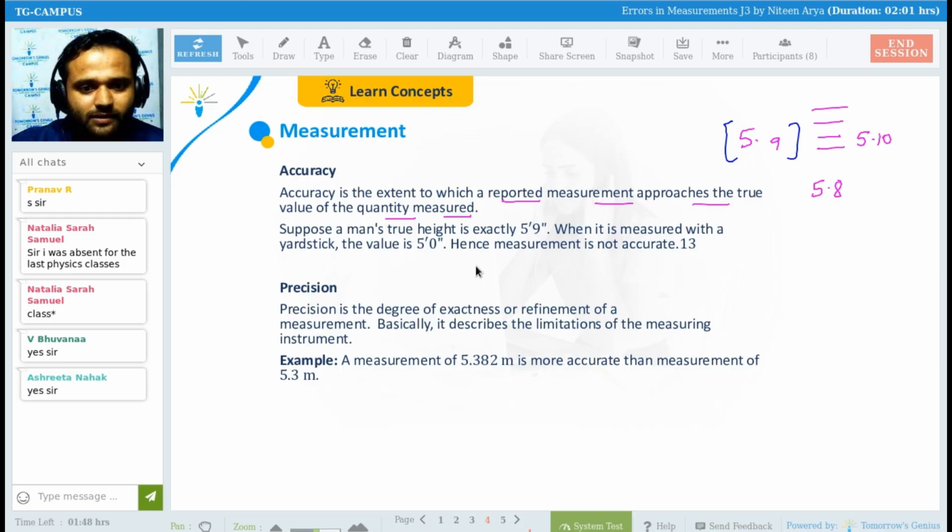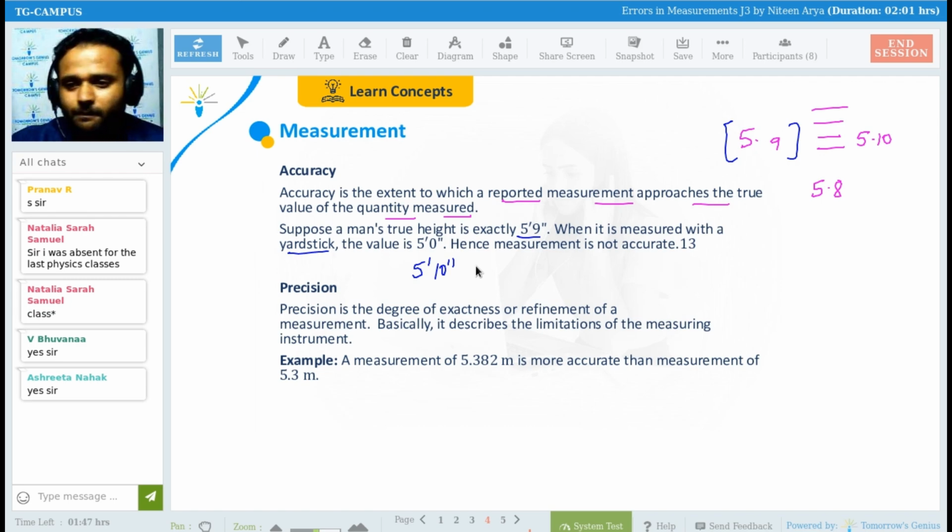Clear, everyone? Suppose a man's true height is exactly 5 feet 9 inches. When it is measured with a yardstick, the value is 5 feet 10 inches, so obviously the measurement is not accurate. The actual height is this, but the measured value can be 5'8", 5'7", or 5'11" also. It depends on which particular instrument and technique you are using for observing.